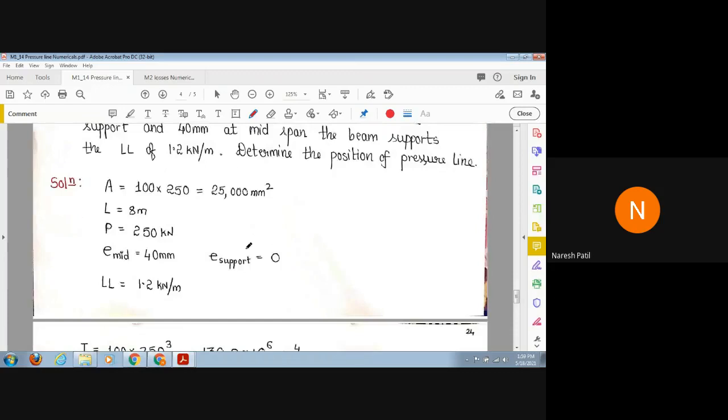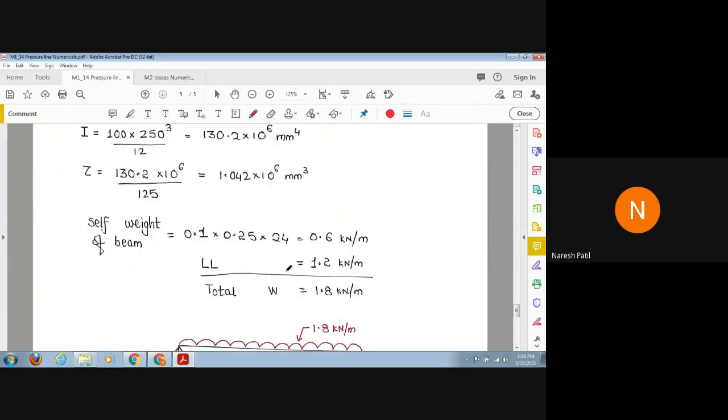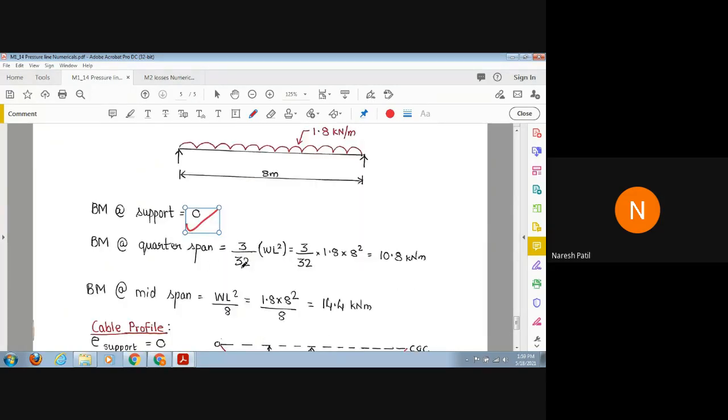So note down the given data. They have given the eccentricity at mid span as 40, at support it is 0. Note these down and calculate the other properties. We have the bending moment at support 0, at quarter span, and at mid span.